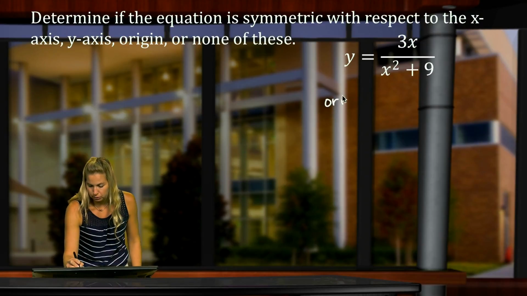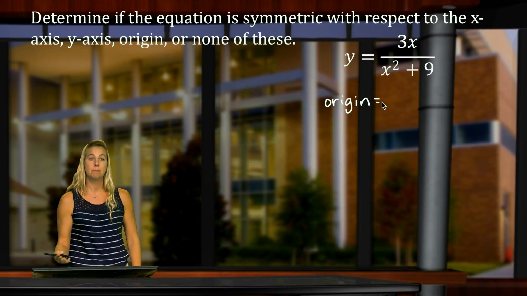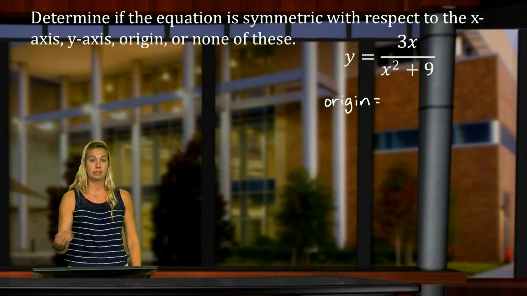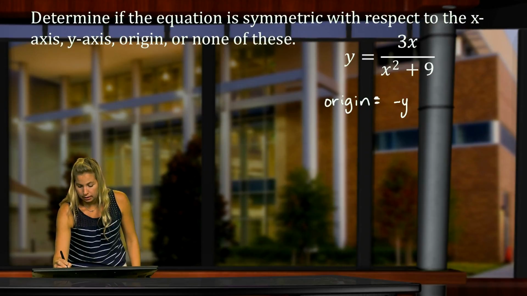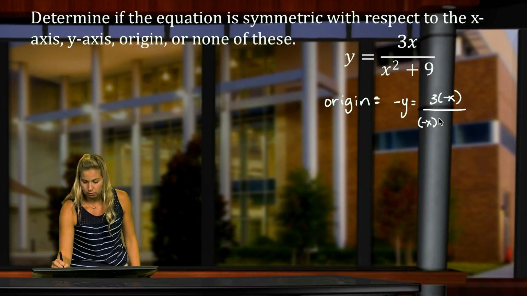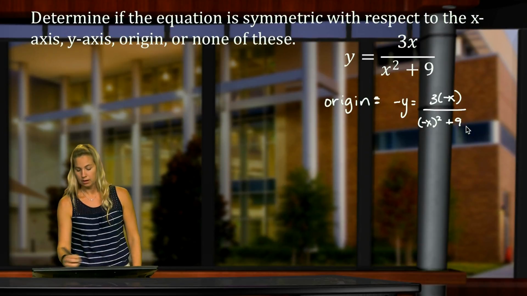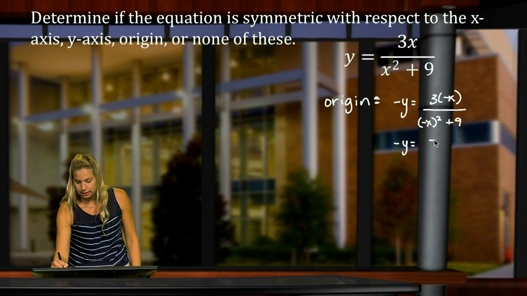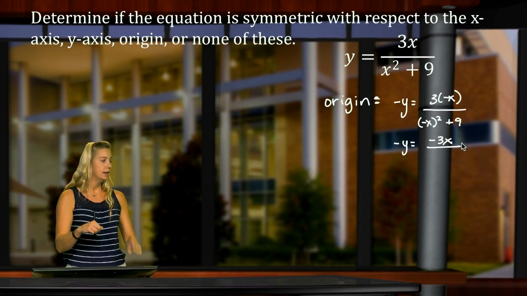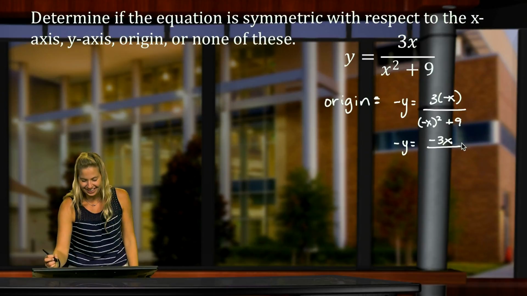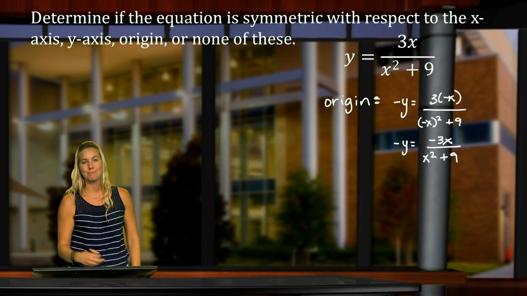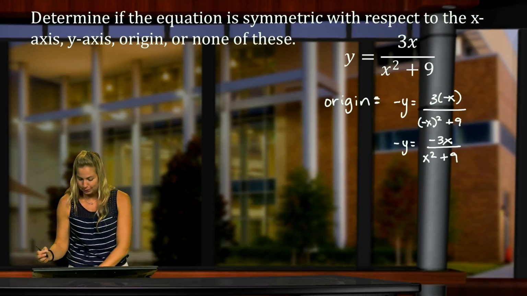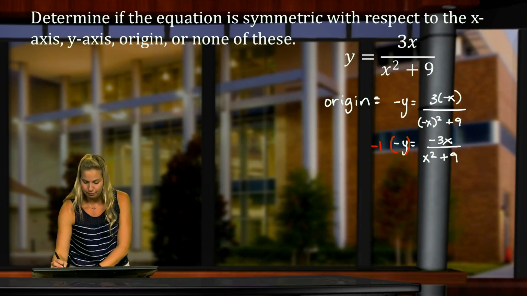So to test for symmetry with respect to the origin, we're replacing both x and y with negative x and negative y, respectively. So we've got negative y equals 3 times negative x over negative x squared plus 9. Negative y equals negative 3x over x squared plus 9. And so that we can compare more clearly, we're going to multiply both sides by negative 1, so we get y by itself.